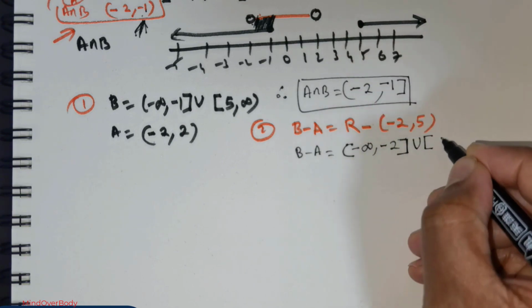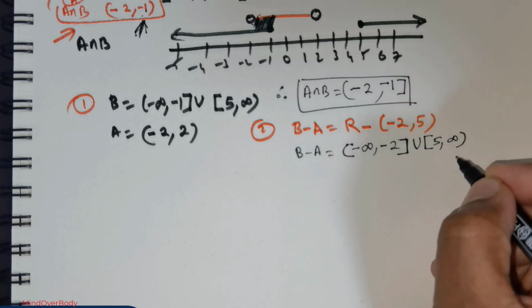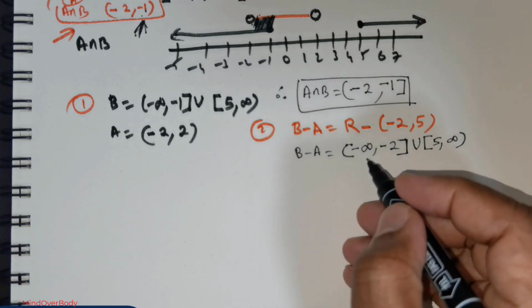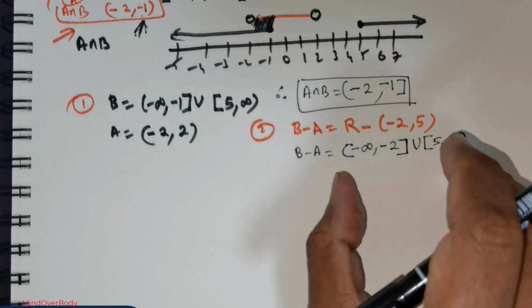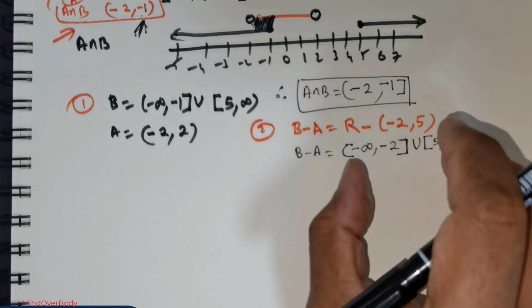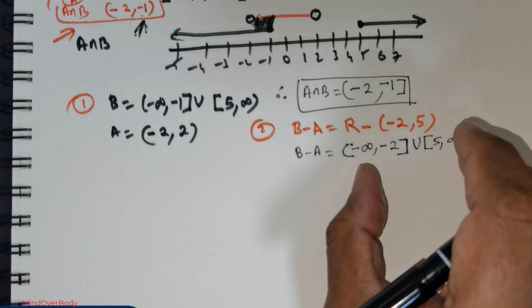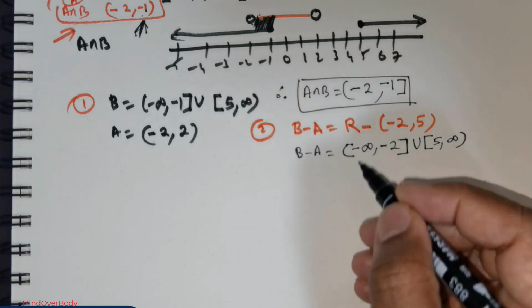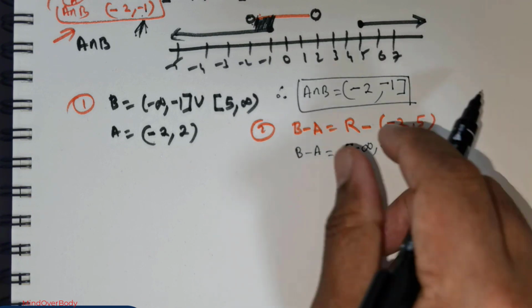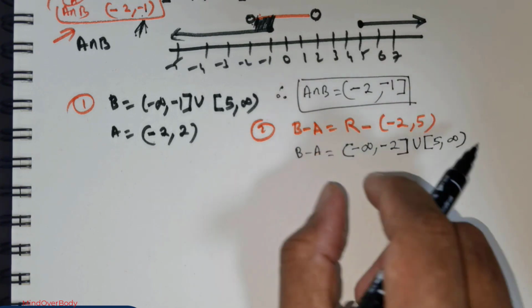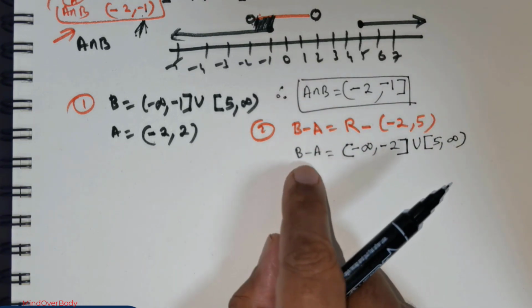So that's going to be 5 to infinity. So this is what I've got. Now if I were to write this in terms of R, that means from R I should take away things which are not present in B negative A, and that would mean I'm looking for the other part which is not included, right? The complement of it. So if you take away from R the complement of this, that would subsequently give us B negative A.